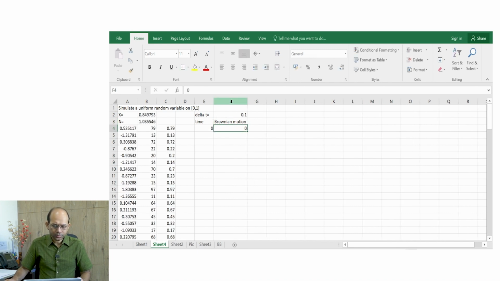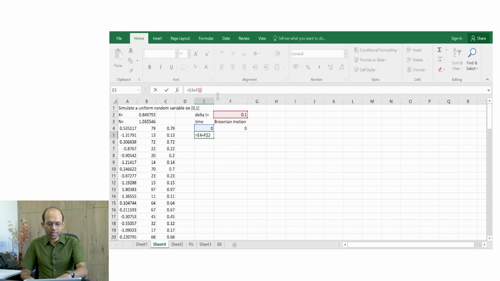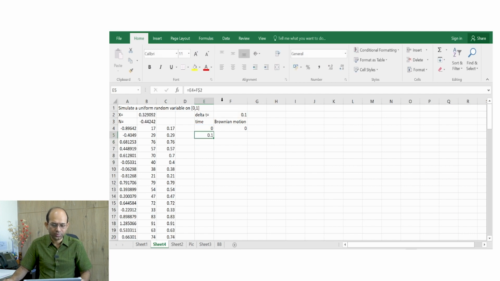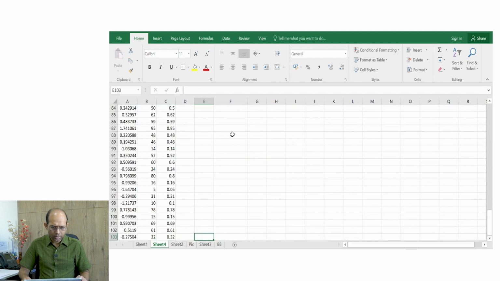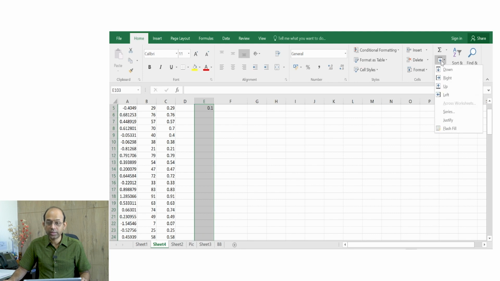Now the next time step is equal to the one above plus this delta t. However, we don't want to move this, because the delta t value should remain as it is as we move the formula handle. Here we would go to 100 steps. So we go to 103, and then we create the time axis.